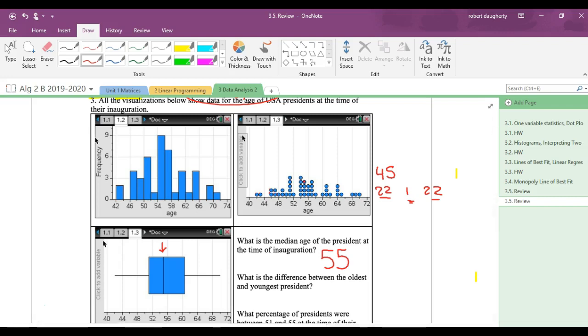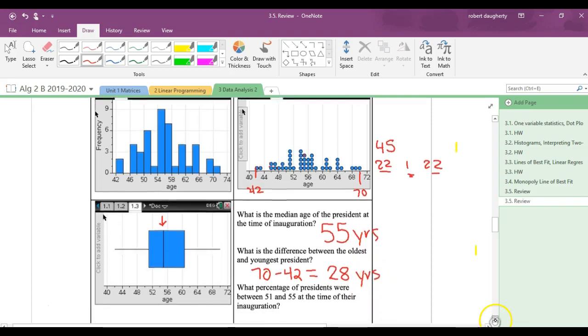What is the difference between the oldest and the youngest president? So it looks like my oldest president is right here at 70. My youngest is at 42. So this is 70 minus 42. So that is, what, 28? So this is 28 years.